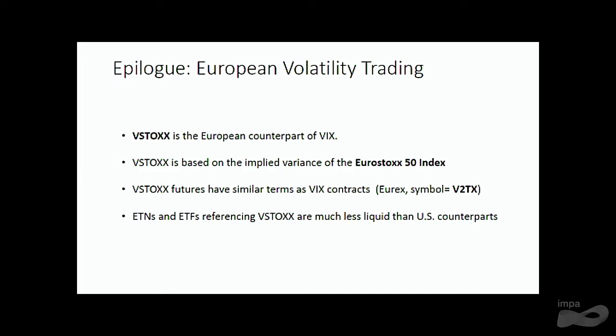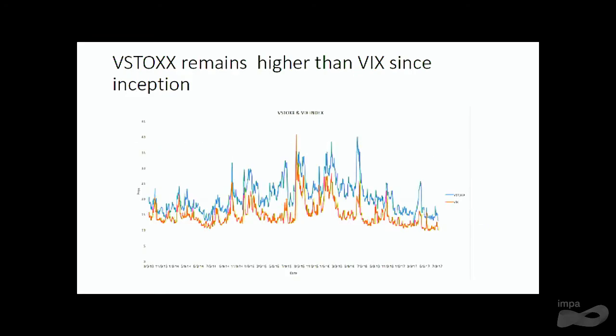There's no hypothesis, right? So VSTOXX is a European counterpart of VIX. It's based on Eurostoxx 50. The futures are copied from the American futures. They're done by Eurex. And first observation, see, that's why I love data. First observation, VSTOXX is always higher than VIX. Why? Please, European people, tell me.